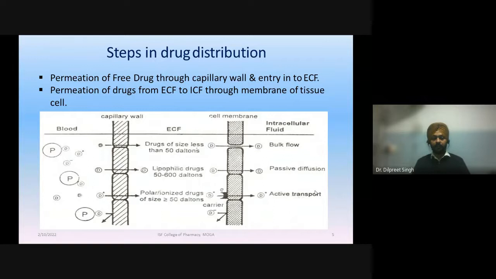When we talk about lipophilic drugs, the mechanism favors passive diffusion across the concentration gradient, from high concentration to low concentration. When we talk about active transport, there is transport of polar ionized molecules of size greater than 50 daltons. So the distribution of the drug involves multiple steps.